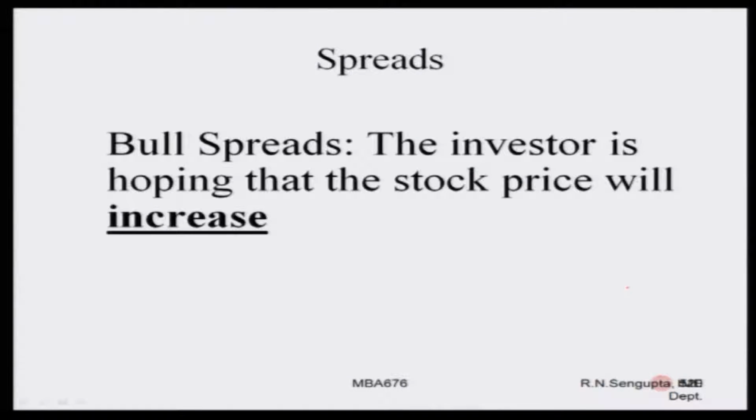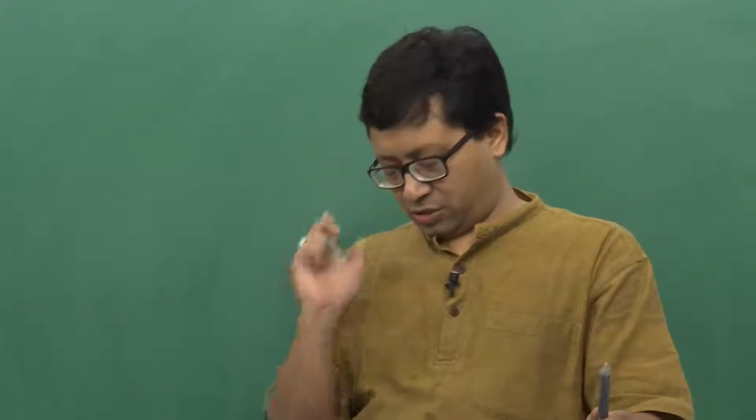What does bull spread mean? Bull spread means the investor is hoping that the stock price would increase. Similarly, the bear spread would mean the investor is thinking or hoping the price would decrease, and in the butterfly spread the investor is thinking that the price is basically fluctuating within a range. How does that happen? Let us consider.